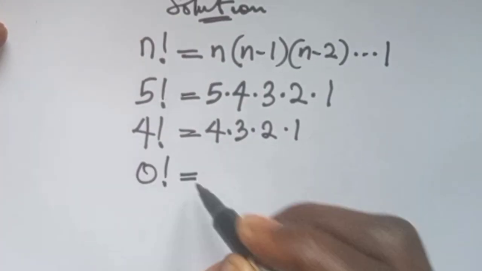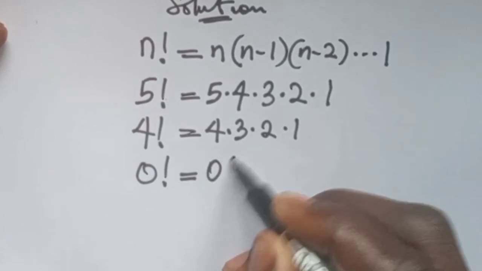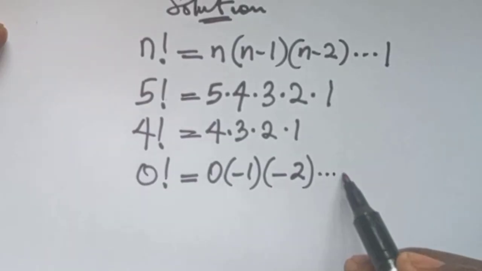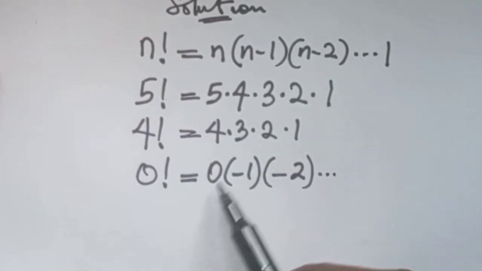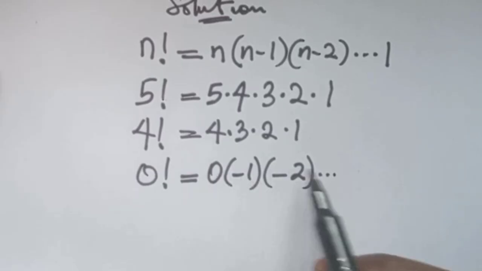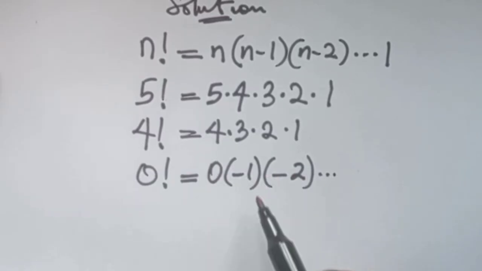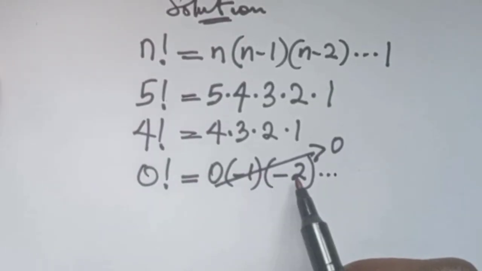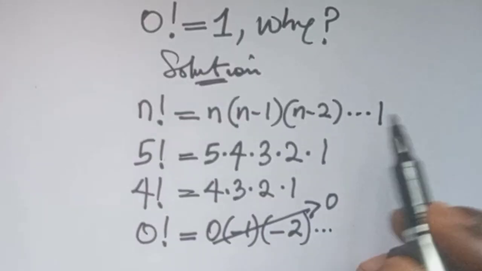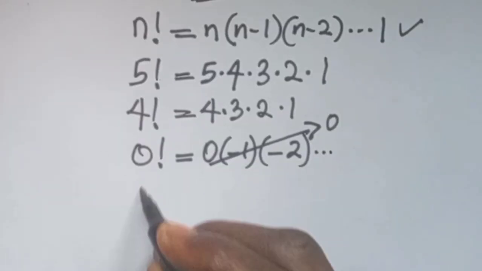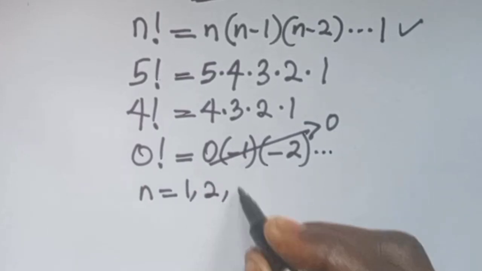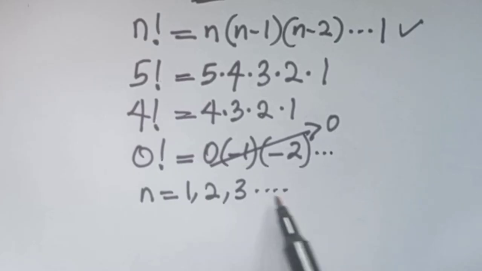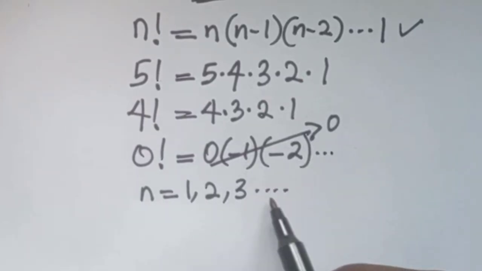our 0 factorial can therefore be represented as 0 times minus 1 times minus 2. But for this one, we can never get to 1. And maybe we don't need to worry about that, because 0 times any number results in 0, which means that everything here will tend to 0. And this is not the way to compute 0 factorial, because this equation is only possible for n equal to 1, 2, 3, positive numbers. That means 0 is not allowed to be plugged into the formula. So how do we get 0 factorial?